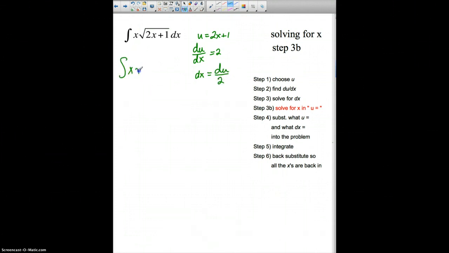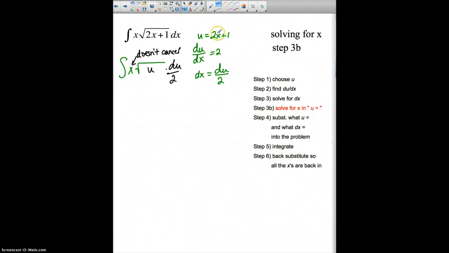Substitute back into the original integral. Does anything cancel? Does everything cancel? That x right here does not cancel. If all of your x's don't cancel out, then you know you need this new step, step 3b. Unless you can choose some other u, maybe you chose u incorrectly, go back and try that. But if you're sure that's the u you're supposed to use, and your x doesn't cancel, and you have a combination of x's and u's, you cannot move forward. You need this new step, step 3.